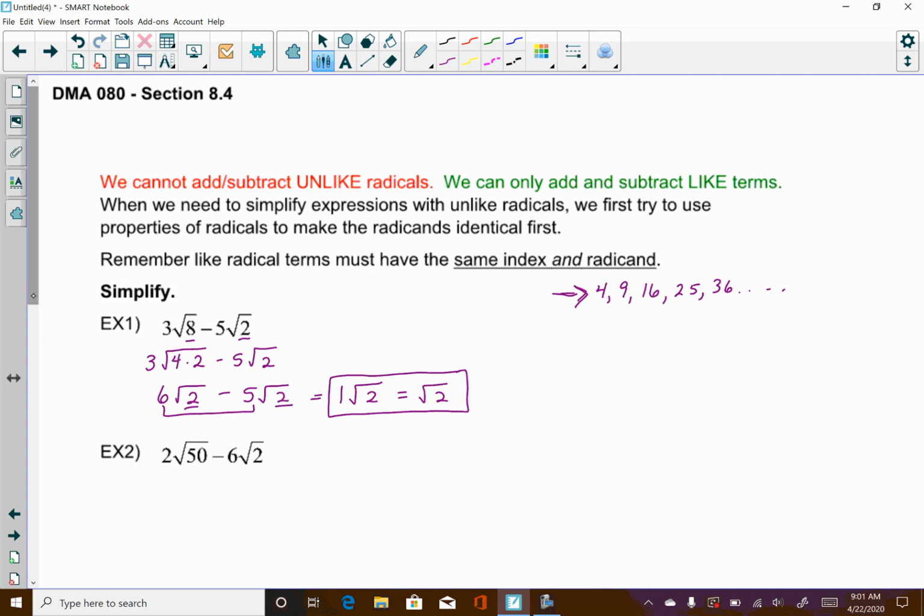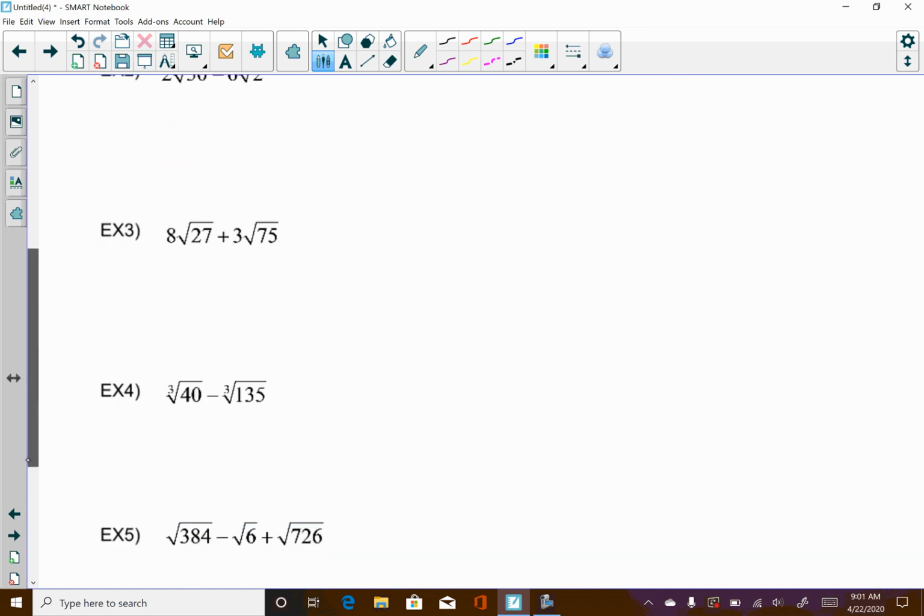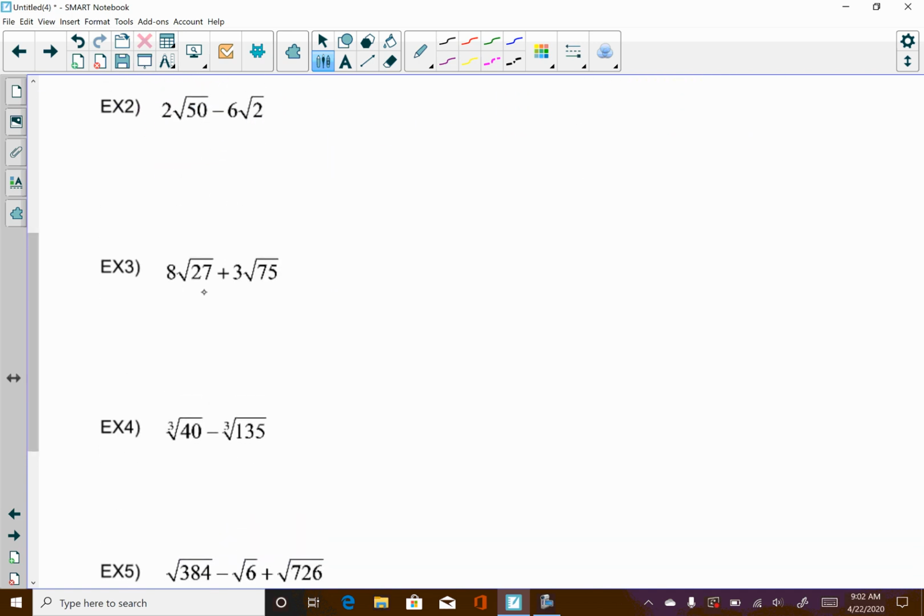All right, if we move on down then to example 3. In example 3, you have 8 square root of 27 plus 3 square root of 75. So at the moment, if you weren't thinking about reducing, you couldn't go any further, but these can be reduced. We think the highest square root that'll go into 27 would be 9 times 3. The highest square root that can go into 75, 25 times 3. Right? 9 times 3 is 27, 25 times 3 is 75, so they're still the same values.